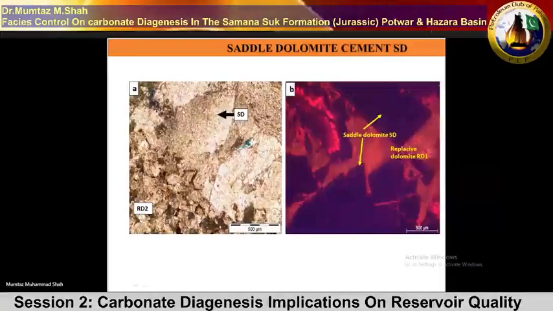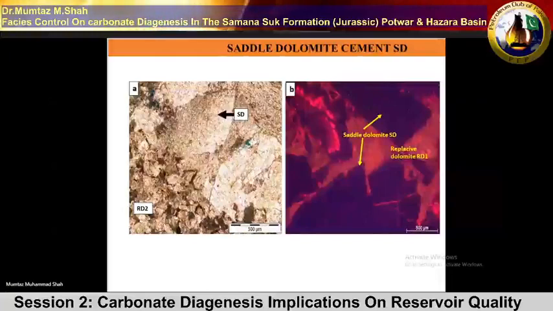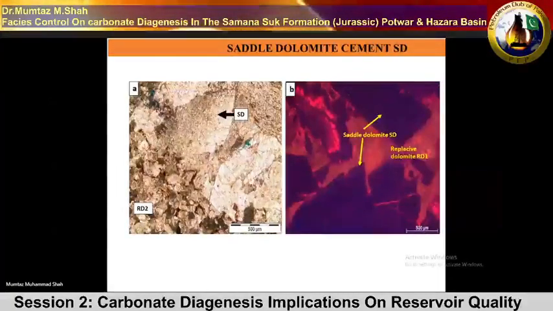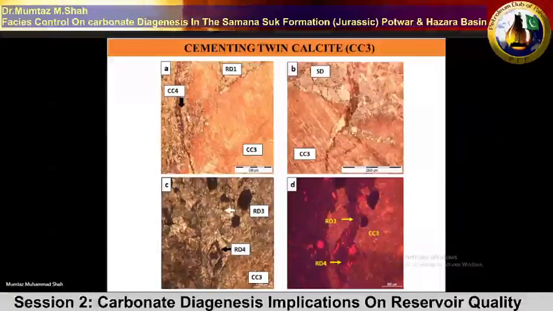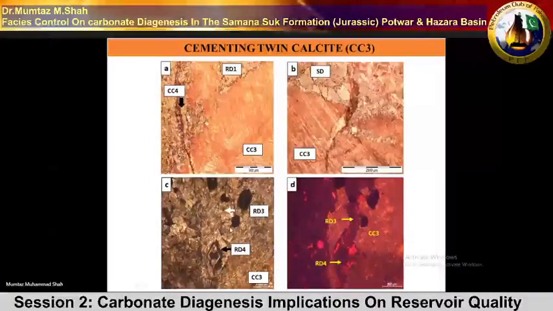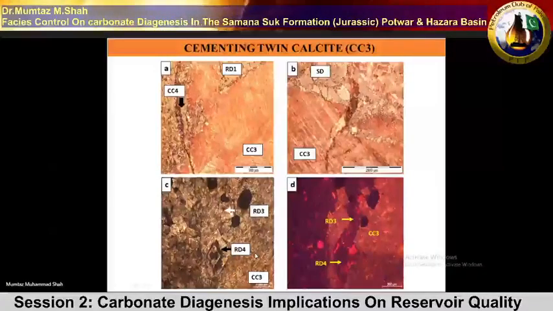Over here, we can see a nice undulose extension of the saddle dolomites, whereas at the bottom we can see these replacive dolomites being present as well. Then the twin calcite, quite evident again, the same calcite which had been placed within the dolomite, within the same dolomite which has been present within the calcite, the twin calcite.